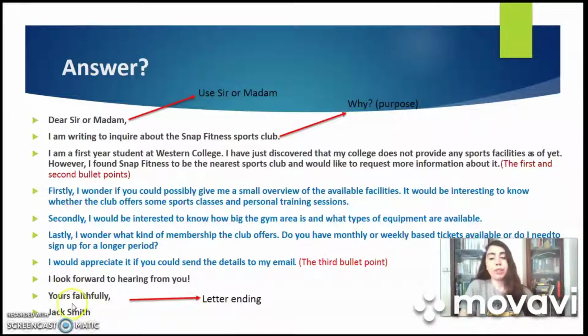Here we have yours faithfully, yours sincerely, or many other phrases. I have also provided a bunch of phrases that you can use at the beginning and at the end of your letter based on the type of letter you're writing, and I'm going to show you at the end of this presentation.